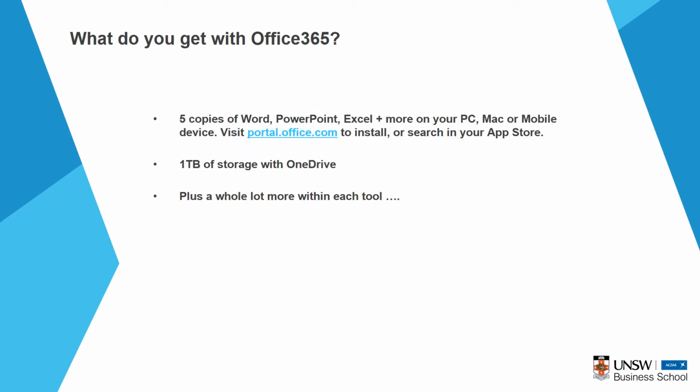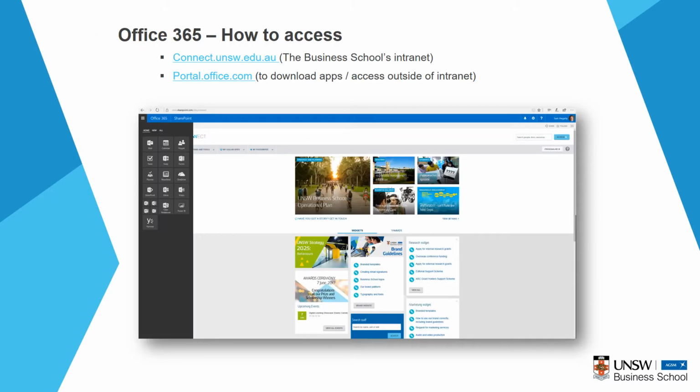So as pointed out, every student has access to Office 365, as well as every staff member now, as of the beginning of this year. So you are able to have 5 copies installed on a PC, Mac or mobile device. Some details there around how you can download those. You get 1 terabyte of storage for OneDrive. For those of you that don't know what 1 terabyte is, it's a lot. Unless you're doing a crazy amount of video stuff, you probably won't even get to 50% of that. Plus, there's obviously a whole lot more within each tool.